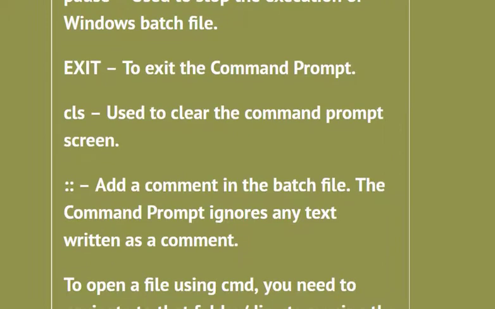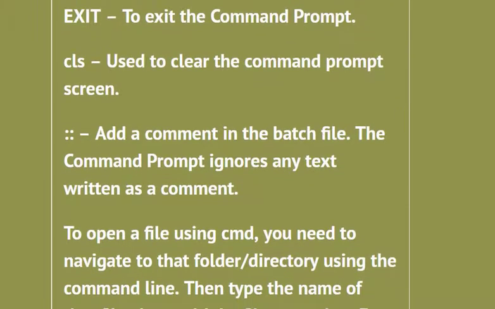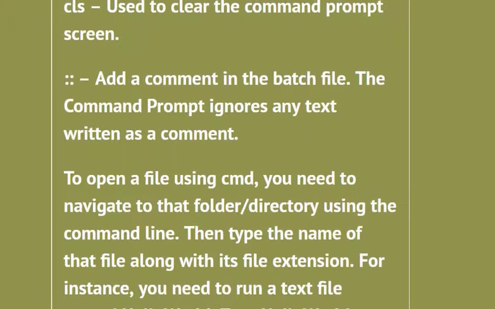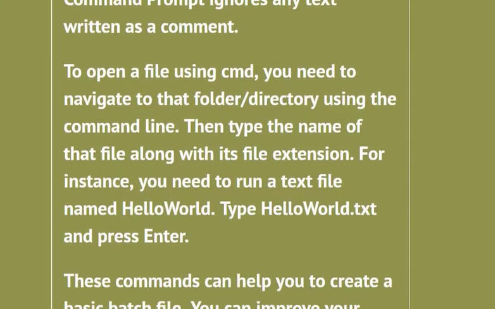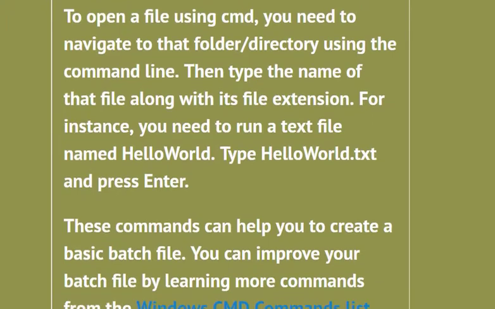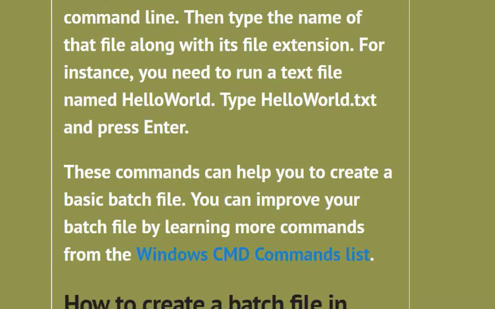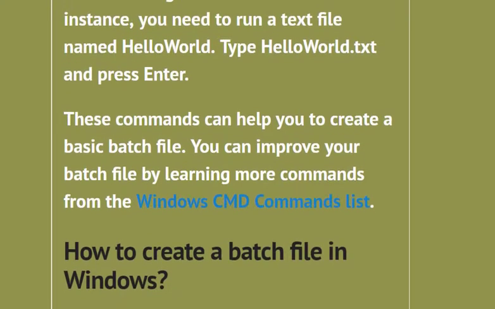Pause: used to stop the execution of the Windows batch file. Exit: to exit the command prompt. CLS: used to clear the command prompt screen. Rem: add a comment in the batch file. The command prompt ignores any text written as a comment.